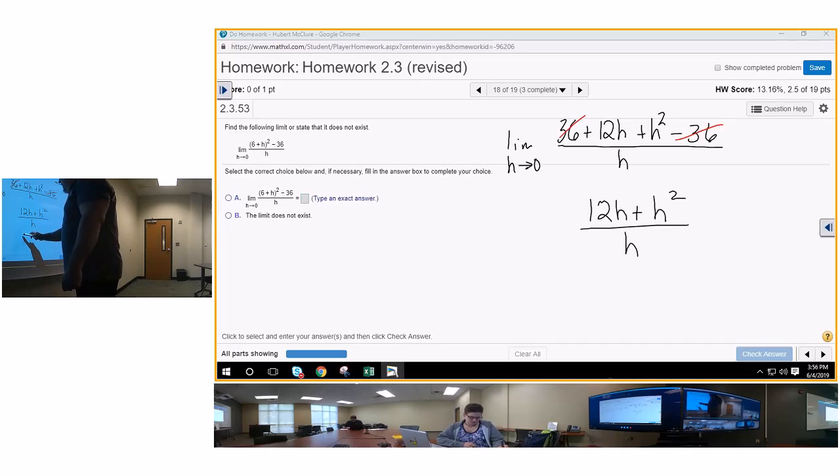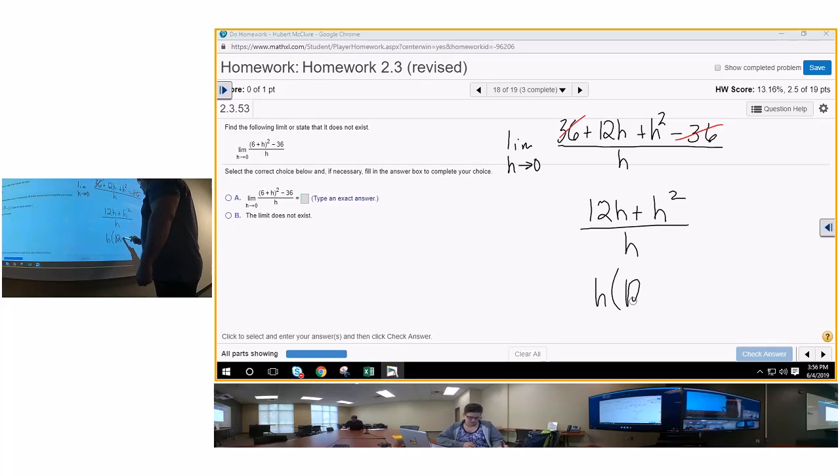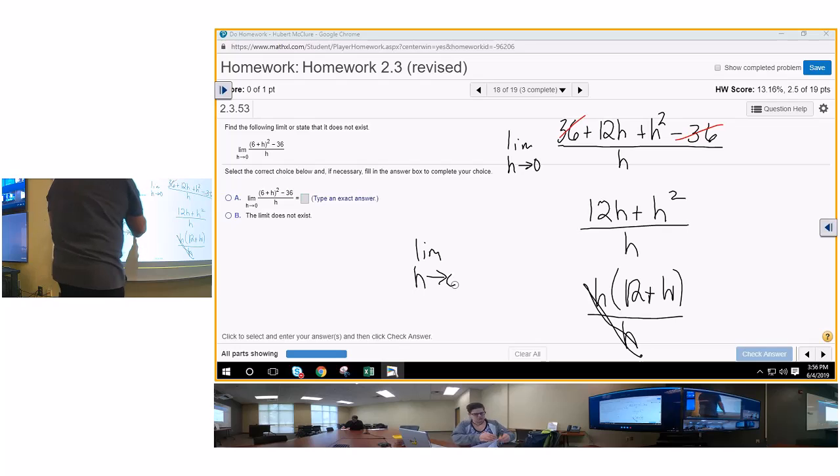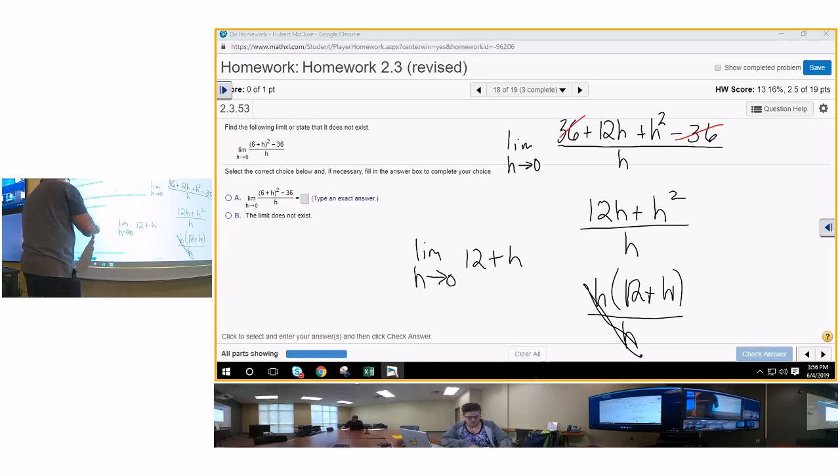So factor out h: 12 plus h over h, and the h's go out, and now you can do the limit as h approaches 0 of 12 plus h, and what's 12 plus 0? 12. And you feel good about yourself.